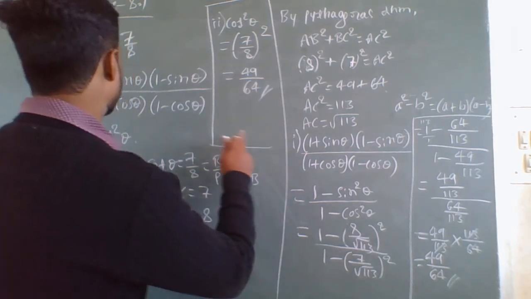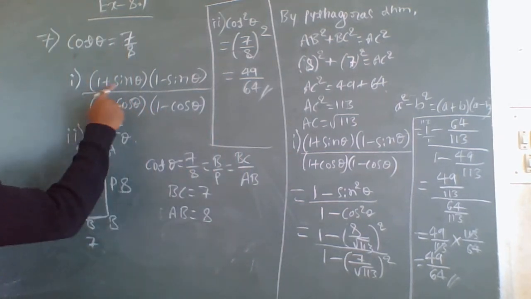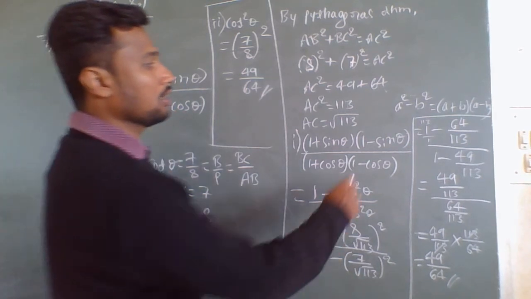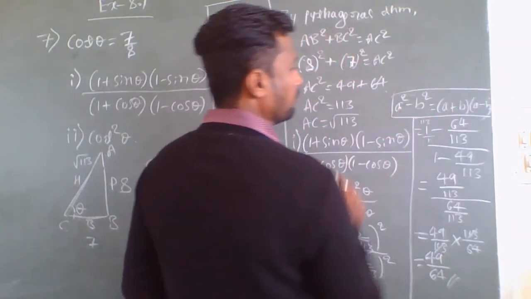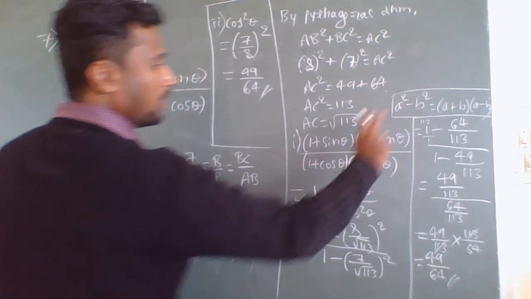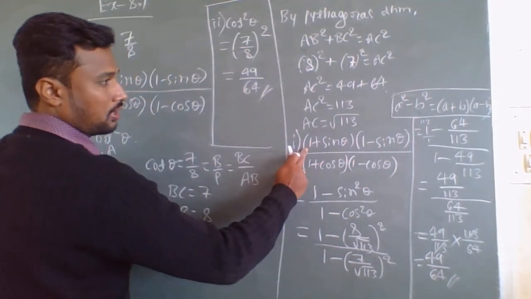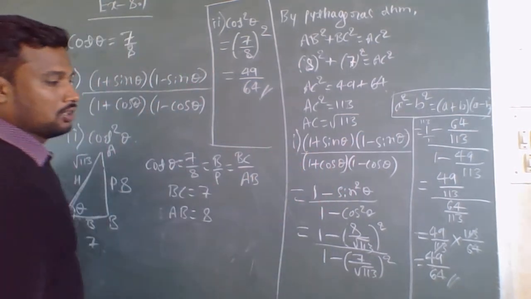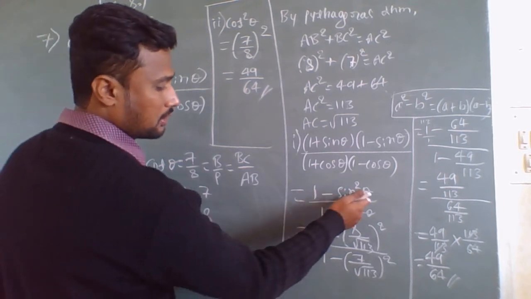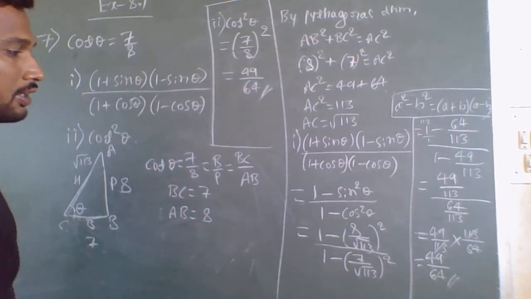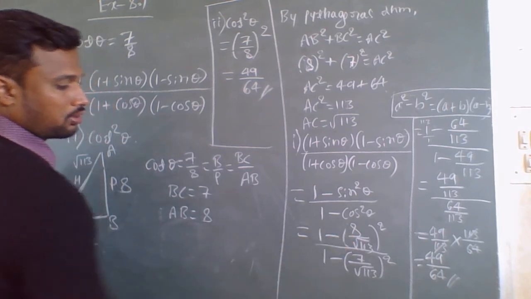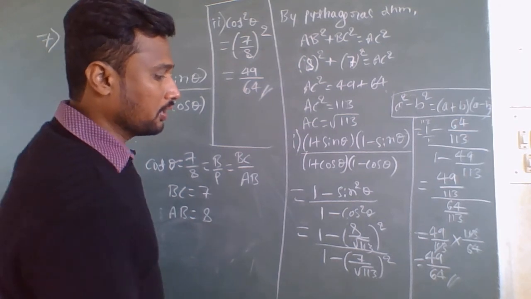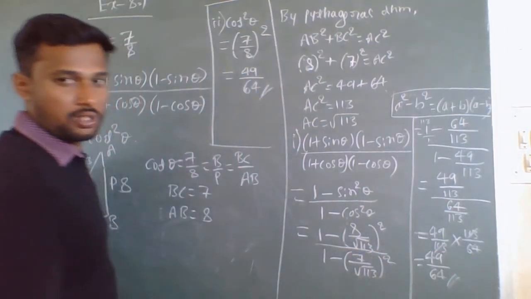By using all these values, first we will consider this problem. So here 1 plus sin theta, 1 minus sin theta, and here 1 plus cos theta, 1 minus cos theta. These are in the form of a plus b and a minus b. Means we will convert these values to a square minus b square, where a value is 1 and b value is sin theta, and here a value is 1 and b value is cos theta. So here we will get 1 minus sin square theta, 1 minus cos square theta. So we will consider the sin theta value 8 by square root of 113 and the cos theta value 7 by square root of 113. When you calculate, the final answer is 49 by 64.